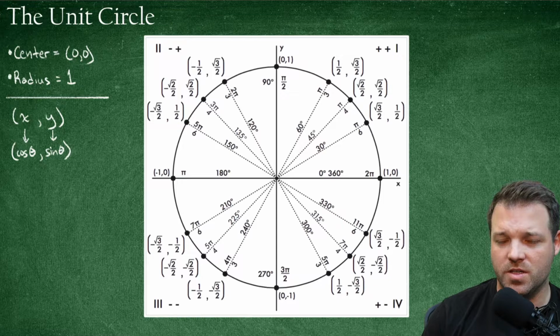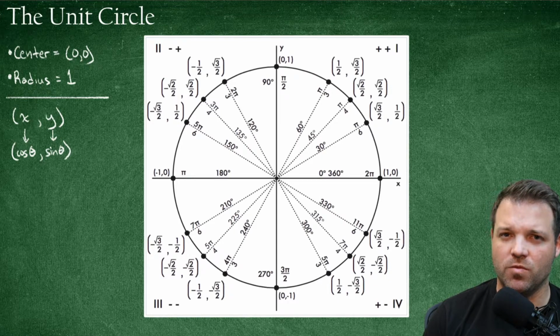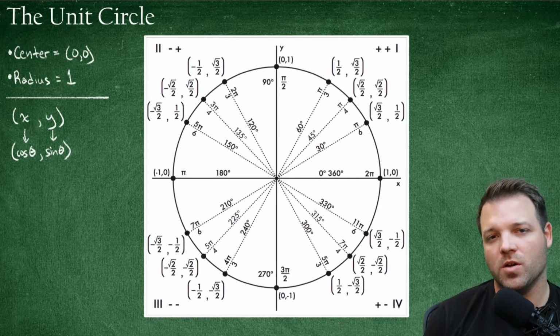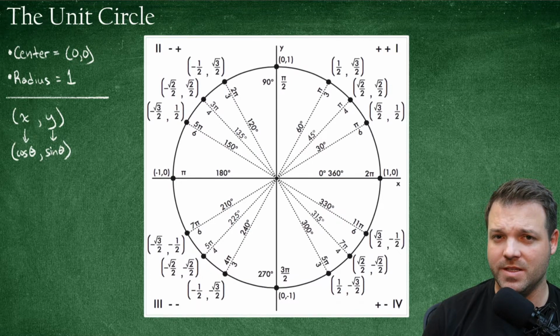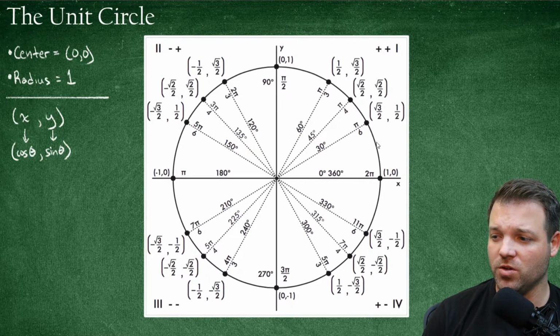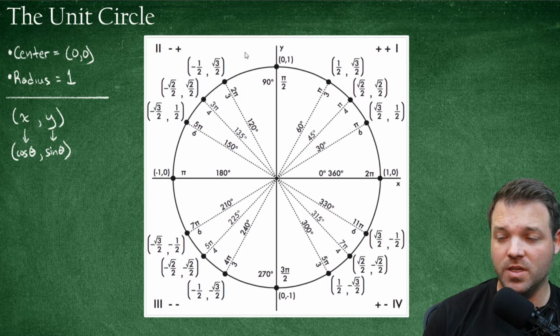Okay, we're going to do this in a two-step process. First, we're going to just kind of throw all the information out there all at once. And then we're going to go back and start with a clean slate and create it from scratch. Okay, so what you're looking at here is a complete unit circle all filled out.